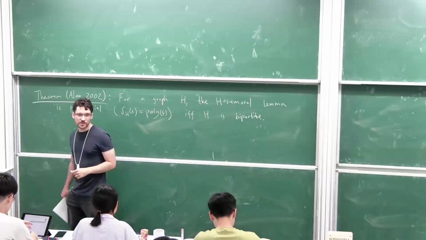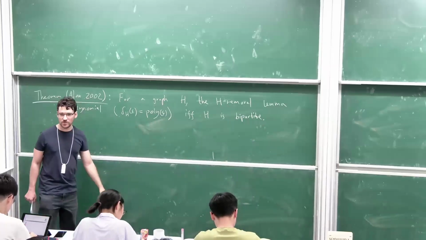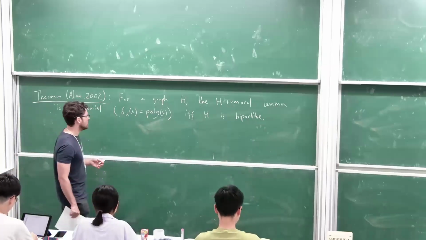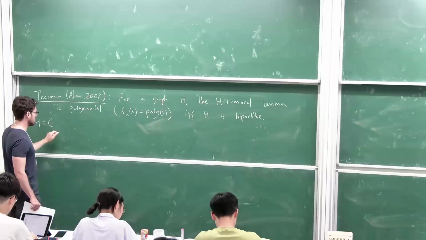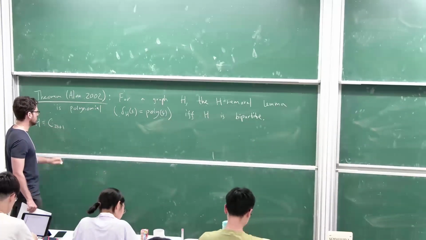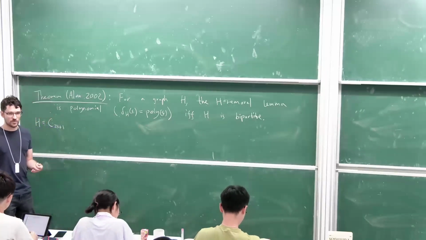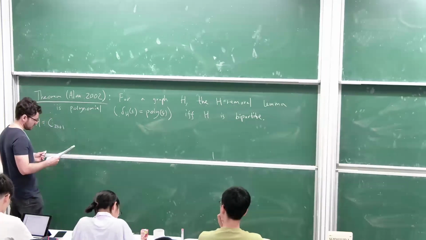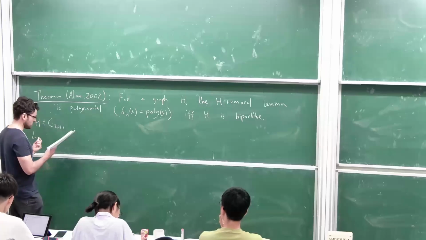So yesterday we explained why if H is bipartite, then the removal lemma is polynomial. So today we'll prove the other direction. And first I want to do it for odd cycles. So I first want to show you the proof for odd cycles, and then there is another trick to get to any non-bipartite graph. But before that, we'll prove a lemma from combinatorics.